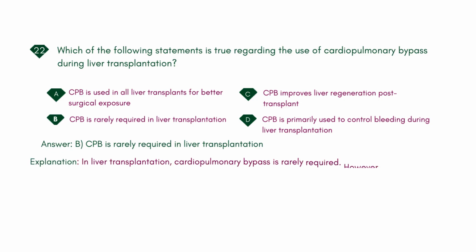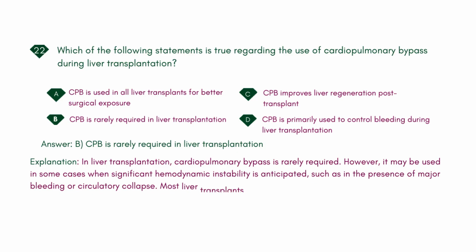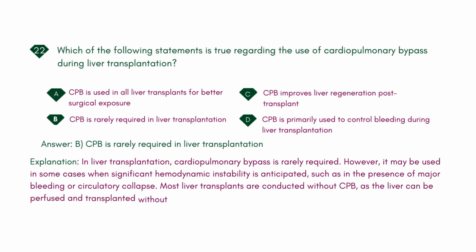Explanation: in liver transplantation, cardiopulmonary bypass is rarely required. However, it may be used in some cases when significant hemodynamic instability is anticipated, such as in the presence of major bleeding or circulatory collapse. Most liver transplants are conducted without CPB, as the liver can be perfused and transplanted without the need for bypass.